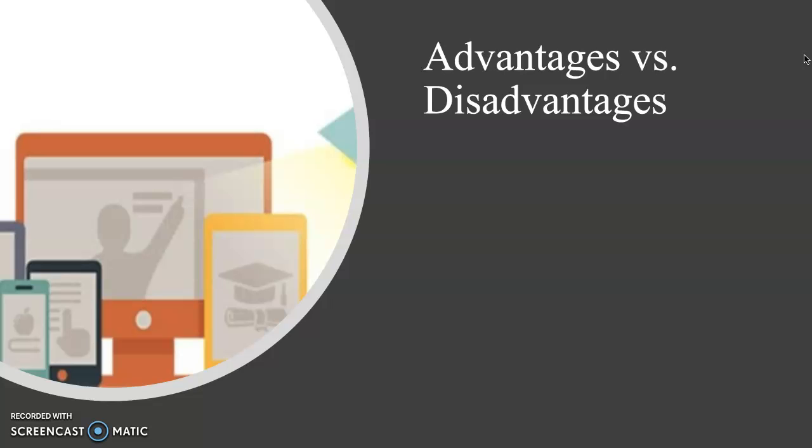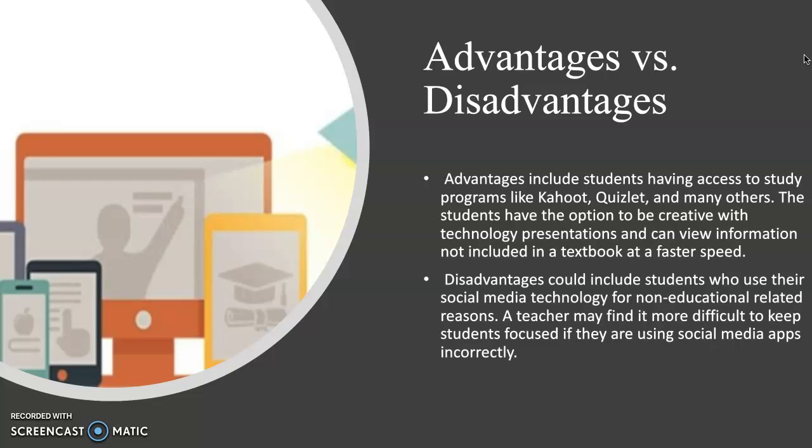Advantages and disadvantages. Advantages include students having access to programs like Kahoot, Quizlet, and many others. The students have the option to be creative with technology presentations and can view information at a faster speed, not included in a textbook. Disadvantages could include students who use their social media technology for non-educational related reasons. A teacher may find it more difficult to keep the students focused if they are using social media apps incorrectly.